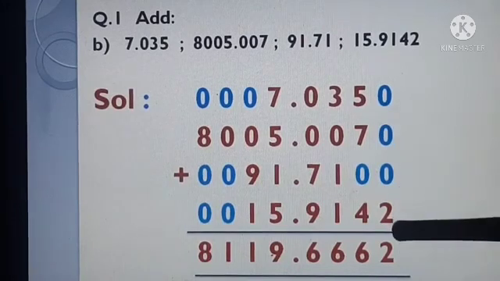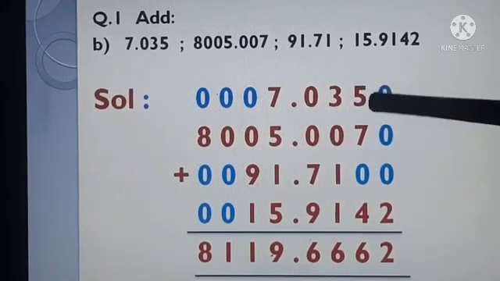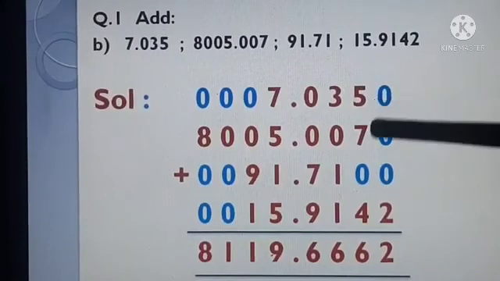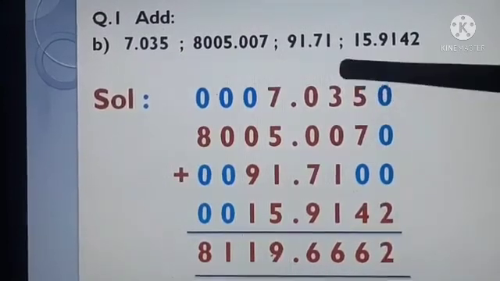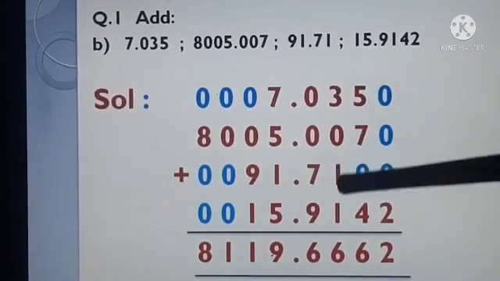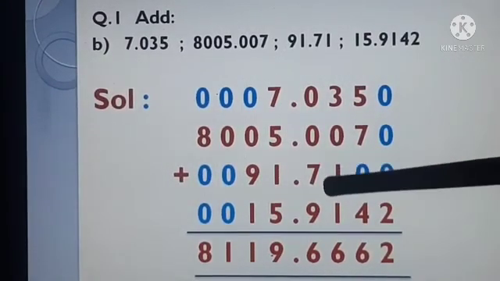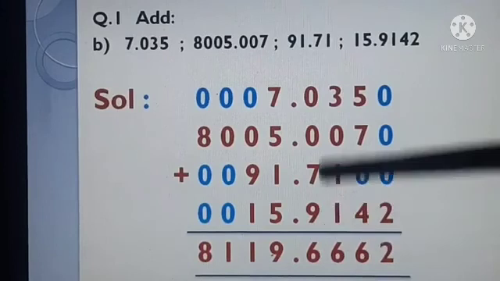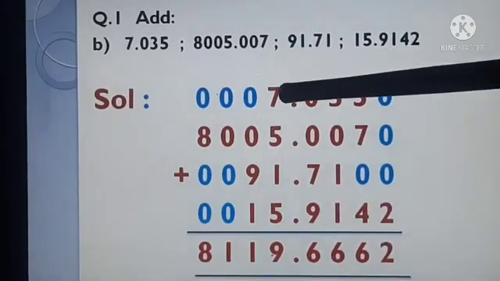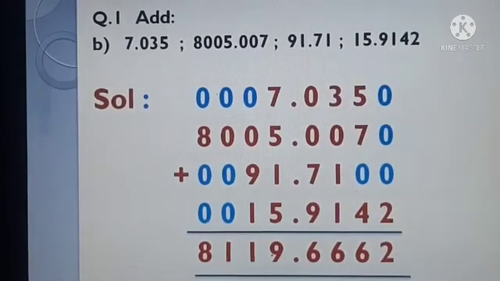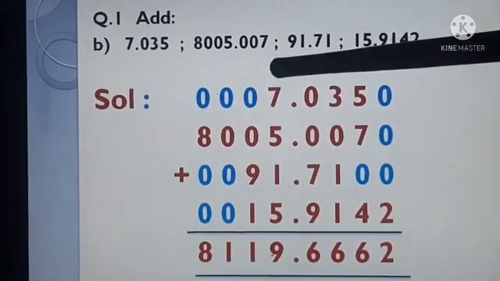0 plus 0 plus 0 plus 2, 2. 5 plus 7, 12. 12 plus 4, 16. 6, 1 carry. 3 plus 1, 4 plus 1, 5 plus 1, 6. 7 plus 9, 16. 6, 1 will be here. 9 plus 5, 1 carry will be there.